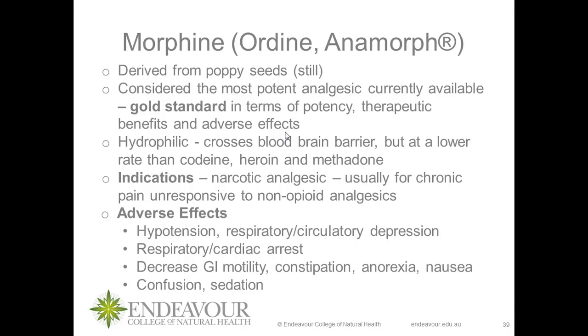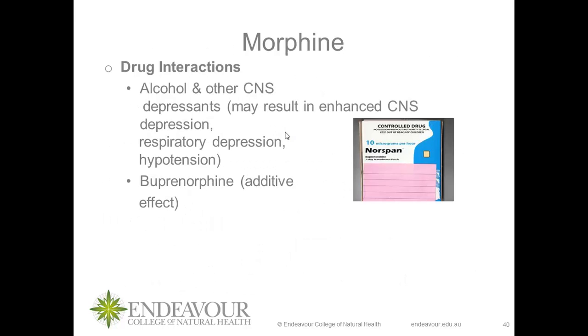Later, it can be associated then with cardiac arrest, but one of the earlier adverse effects in overdose is that respiratory arrest. With chronic use, though, the constipation related to the decreased gastrointestinal motility. But in addition, other gastrointestinal adverse effects can include anorexia and nausea. In the CNS, morphine will cause confusion and sedation because, as we said, it's a narcotic.